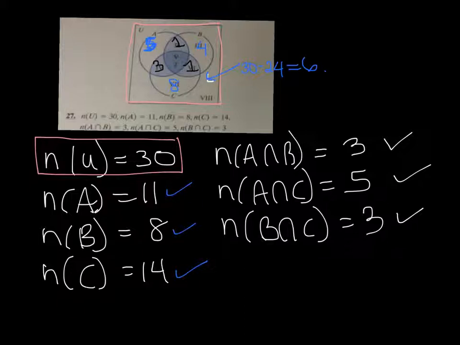So that's how you fill in the other 7 regions. Again, you want to start with the innermost region and then go outward to the smaller regions, and then finally to the last larger regions.